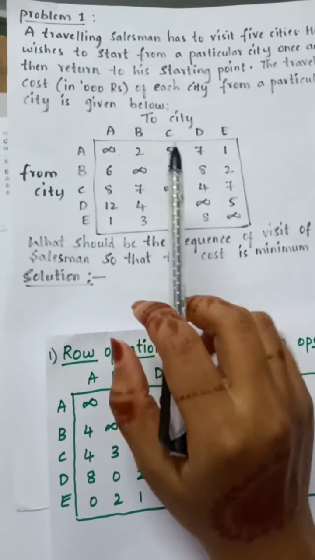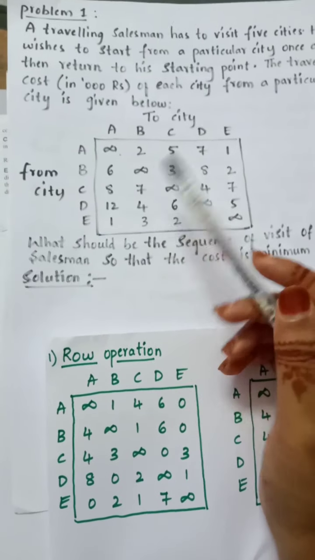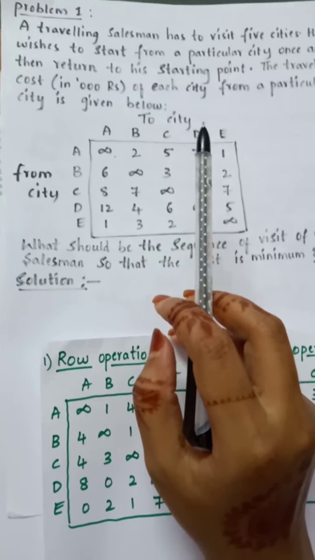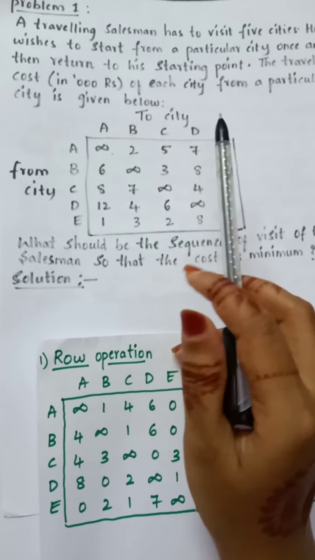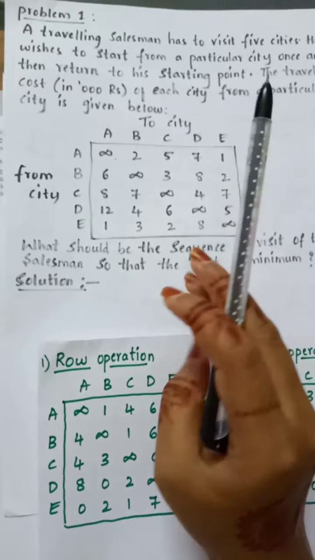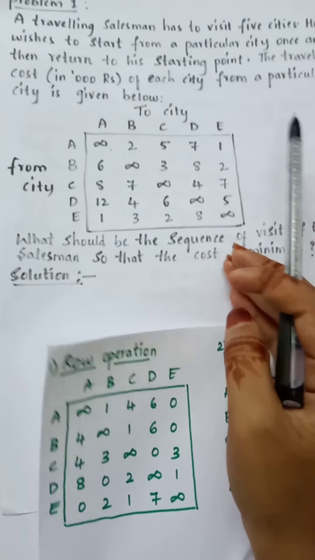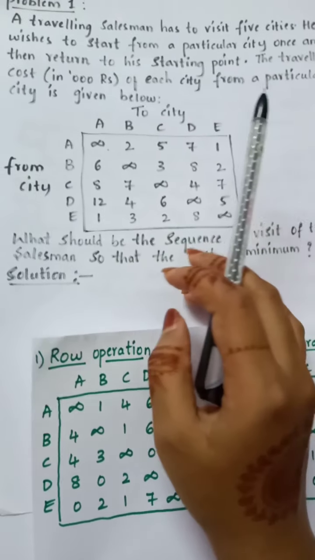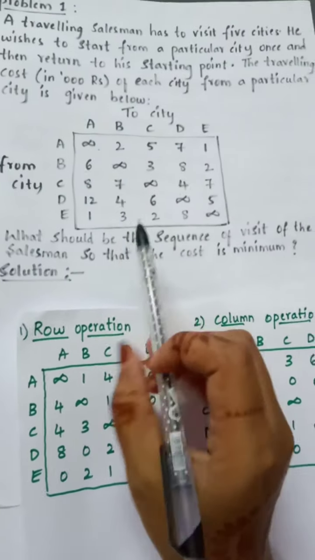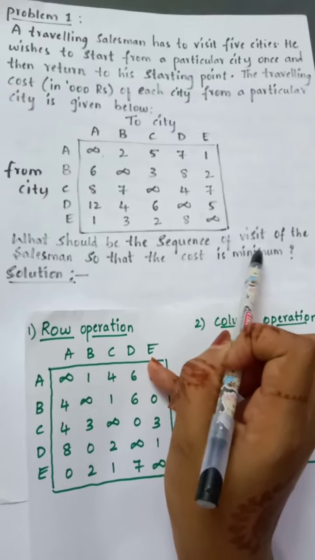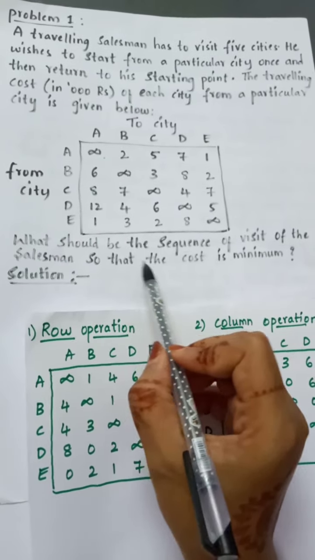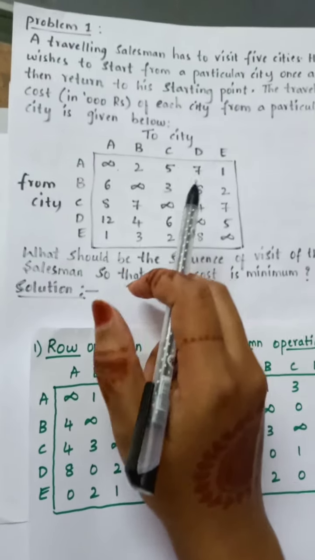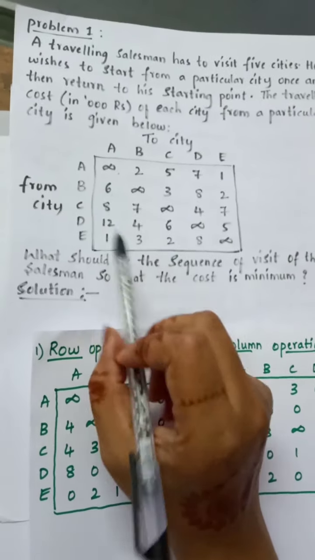Okay, students. In the next step, we have to do the same procedure that we have already learnt under the Hungarian method. In the first step, we have to do the row operation. Next, we have to do the column operation. Next, we shall do the row scanning and column scanning. They are asking us to calculate what should be the sequence of visits of the salesman so that the cost is minimum. We have to find out the sequence, students. There are two conditions to find out that sequence.